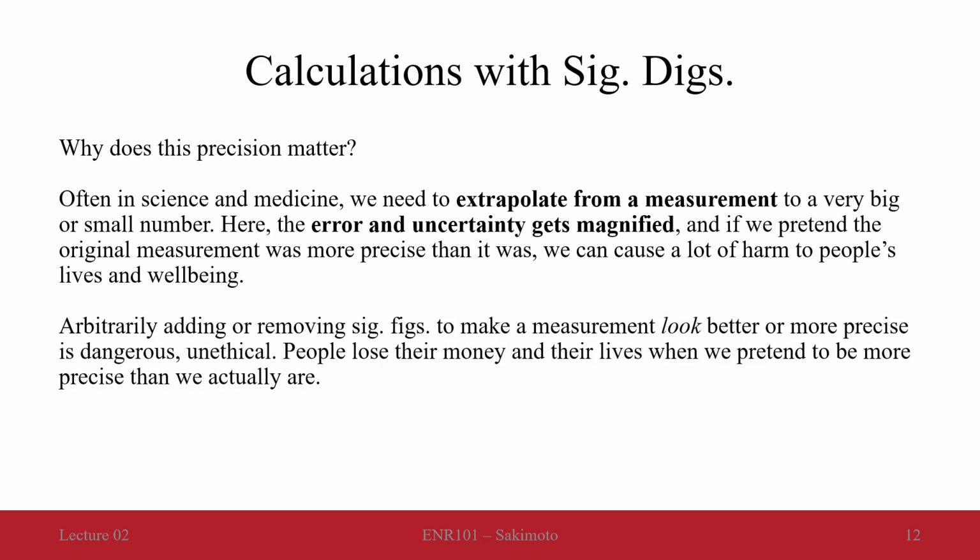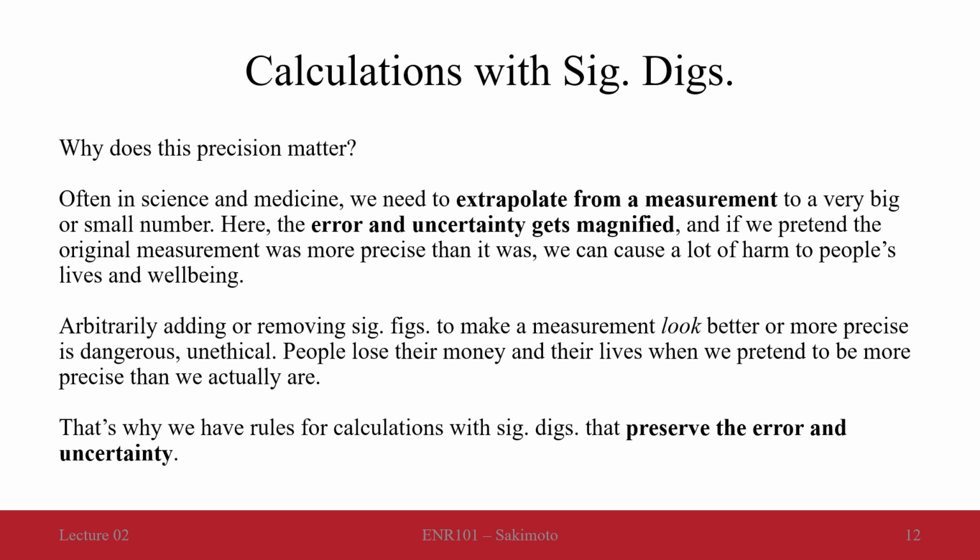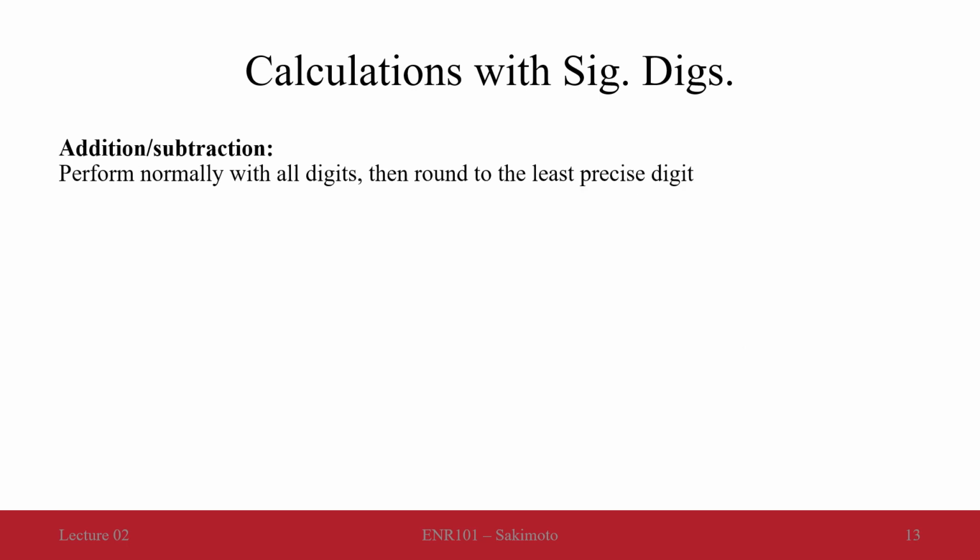Arbitrarily trying to make our number look more or less precise by rounding these numbers just willy-nilly is quite dangerous and quite unethical. We cannot pretend our work is more precise or less precise than it really is. And so in order to make sure that we're communicating not just the precision and uncertainty of the measurement, but the precision and uncertainty of our calculated values, we need to follow some rules to preserve the significant digits. When we take numbers and we add or subtract them, the rule is that we perform normally the algebraic operation with all our digits. We keep every bit of the number, and then we round to the least precise digit.